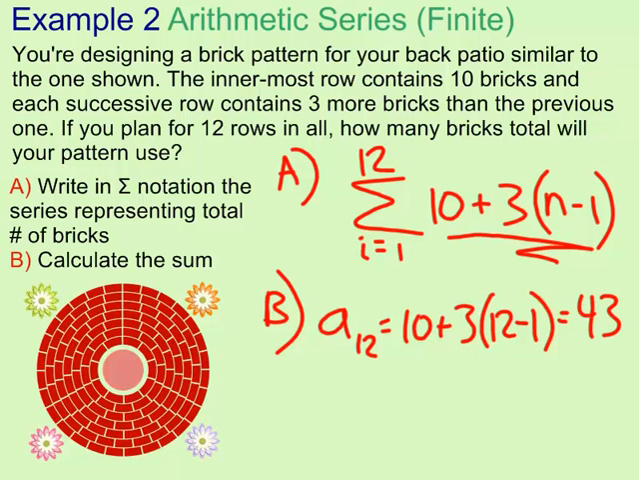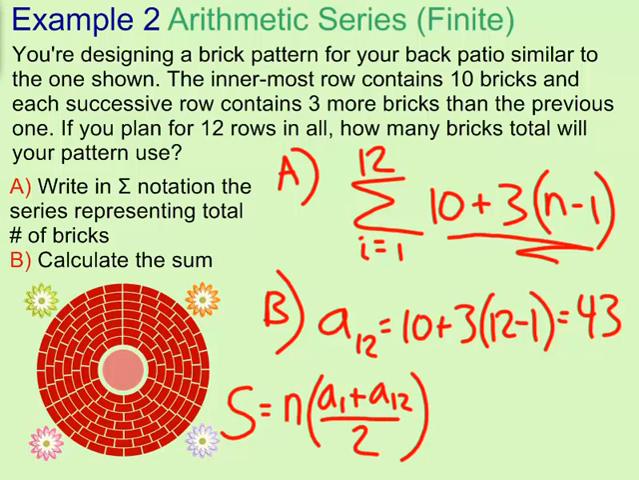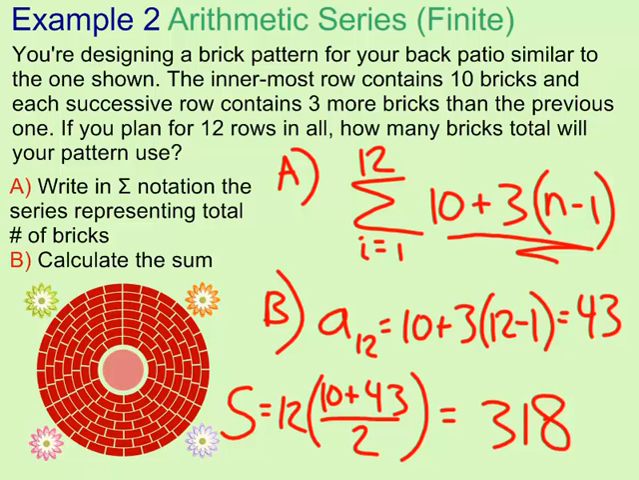Now, why do I need to know this? Well, because I need to know it for my formula, right? That the total number of bricks is going to be n times a sub 1 plus a sub 12 this time, over 2. And the n in this case, we said 12 rows deep, so let's erase that and put 12. The a sub 1 and the a sub n in this case I know now. A sub 1 and a sub 12, or a sub n, is 10 and 43 respectively. And once again, pretty easy to calculate, but that would be 318 bricks.